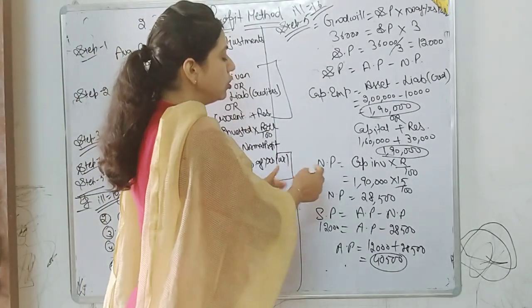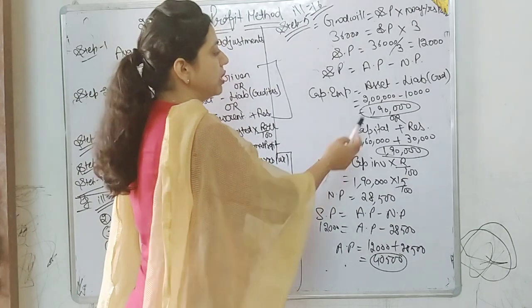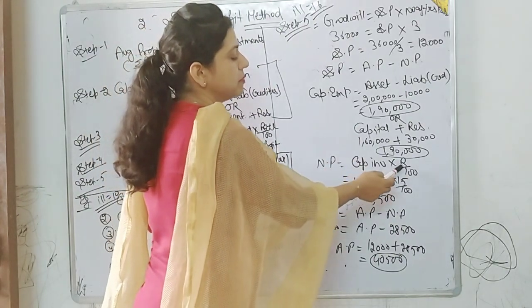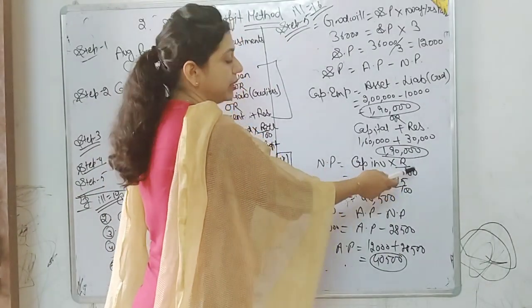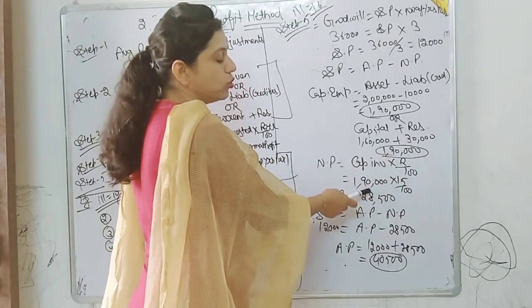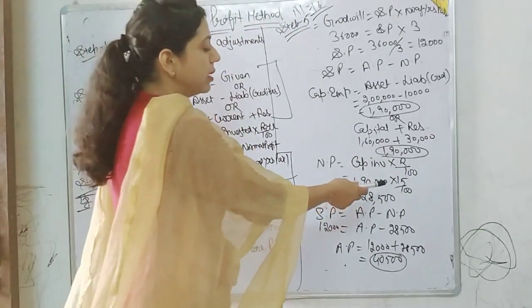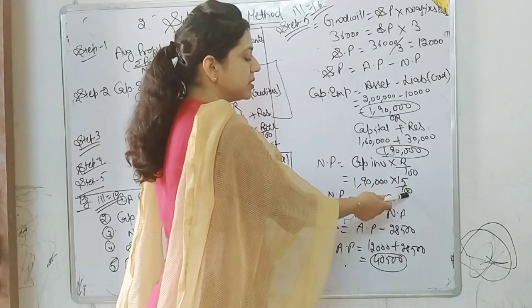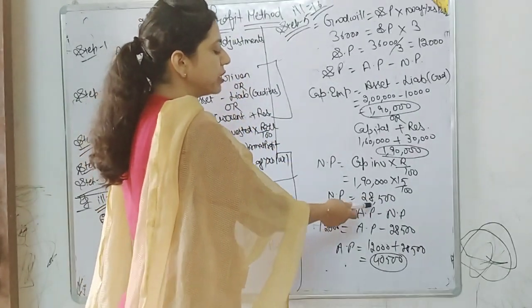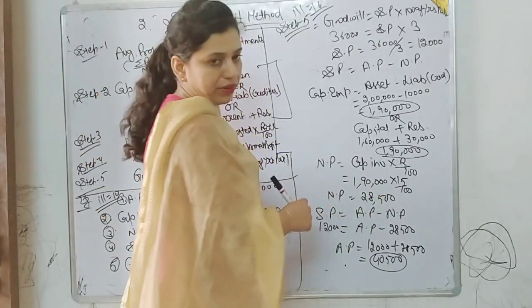Next we have normal profit. As we know, normal profit is equal to capital invested multiplied by rate by 100. Capital invested given in the question is 1,90,000. Rate given in the question is 15%. So normal profit comes to 28,500.